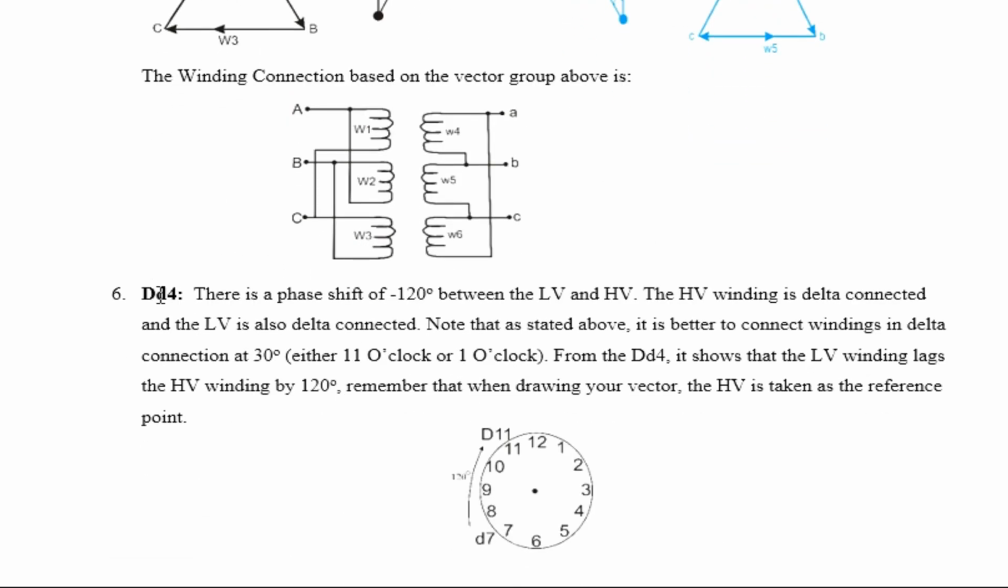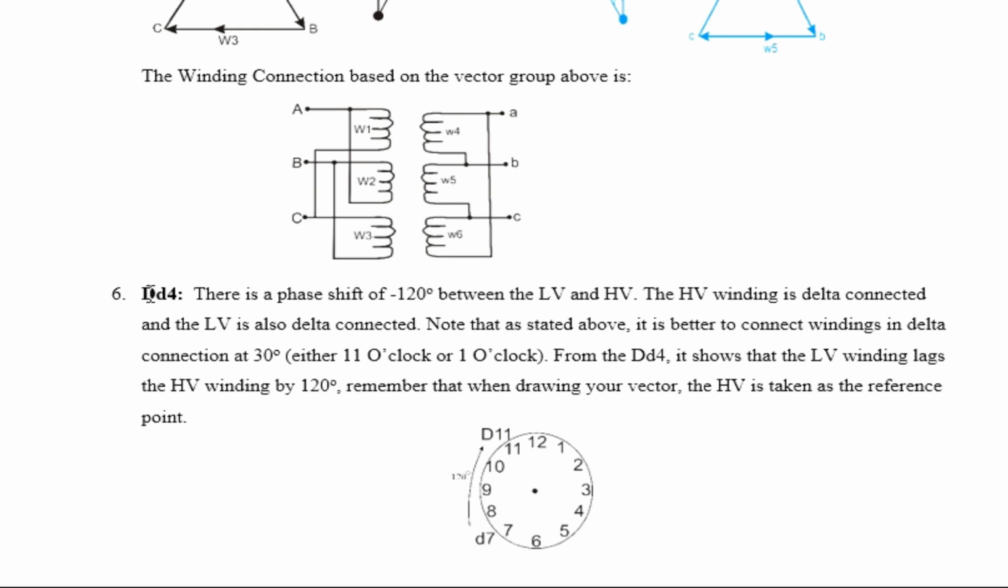All right, the next one is DD4. DD4 means that the high voltage windings are delta connected, the low voltage windings are delta connected, and they are on 4 o'clock. And 4 o'clock means they are 120 degrees apart.